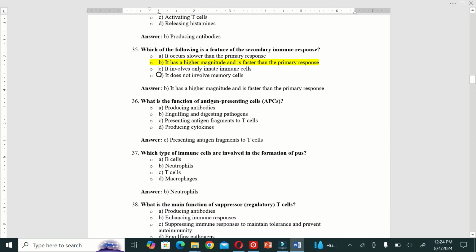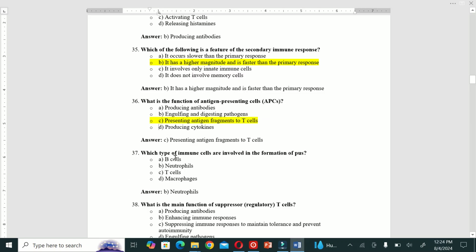The next MCQ is: what is the function of antigen presenting cells? A. Producing antibodies. B. Engulfing and digesting pathogens. C. Presenting antigen fragments to T cells. And D. Producing cytokines. So the correct option is C. Presenting antigen fragments to T cells.